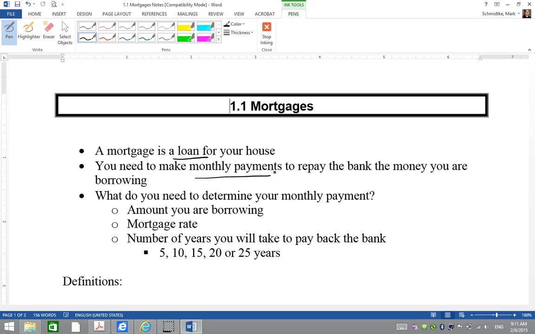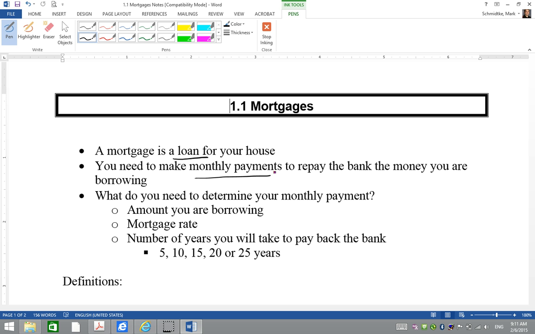What you need to know to determine your monthly payment, which is kind of the important part of this lesson. Three things. First thing is the amount you're borrowing. How much money is the bank actually giving you? What mortgage rate can you negotiate with the bank? Usually, if you compare banks, they will try to beat each other by a percentage point or two. Typically right now we're looking at anywhere between 3 to 5% for a mortgage rate.